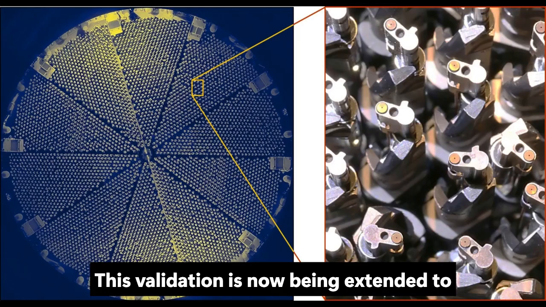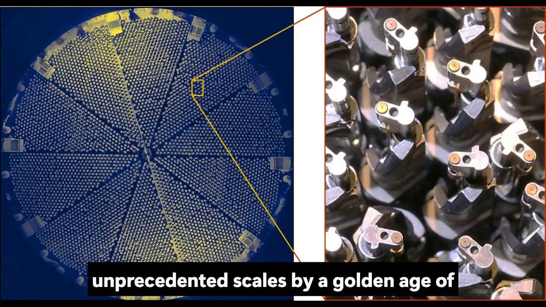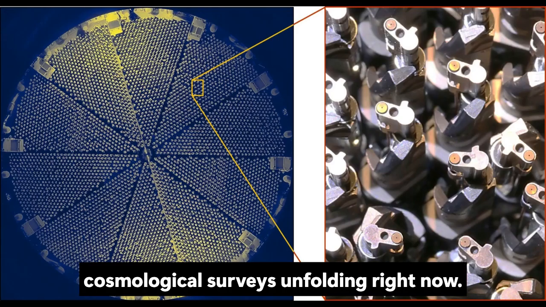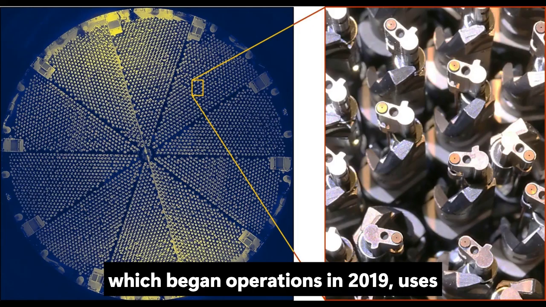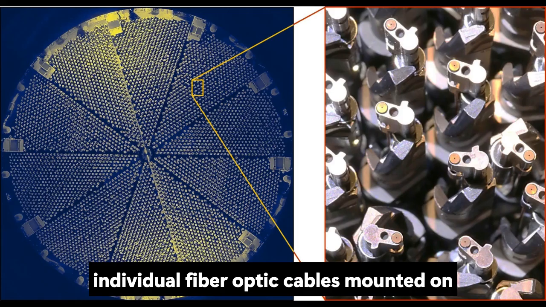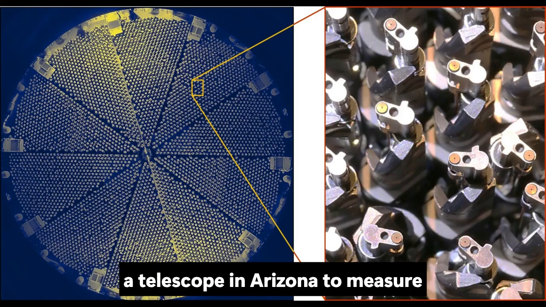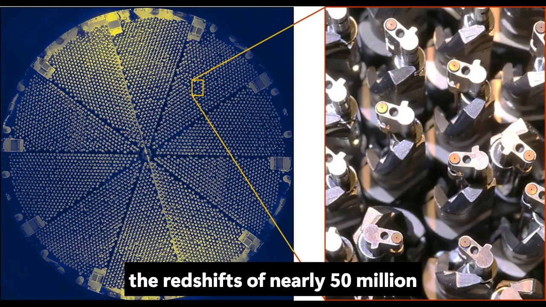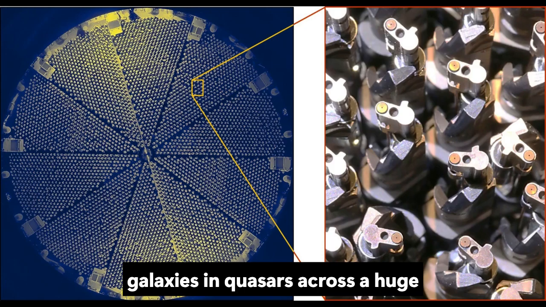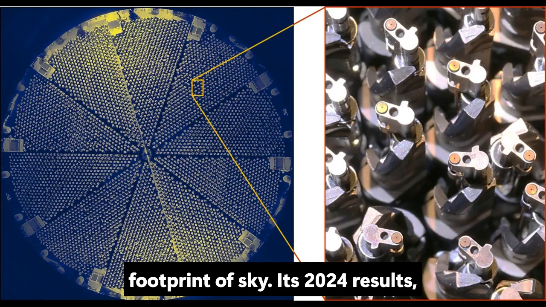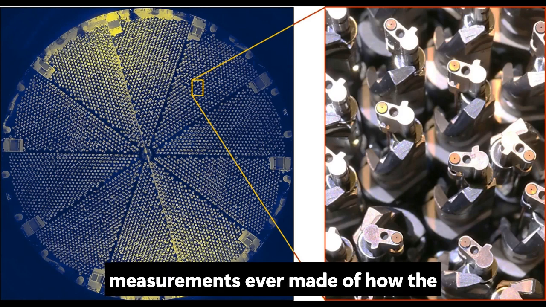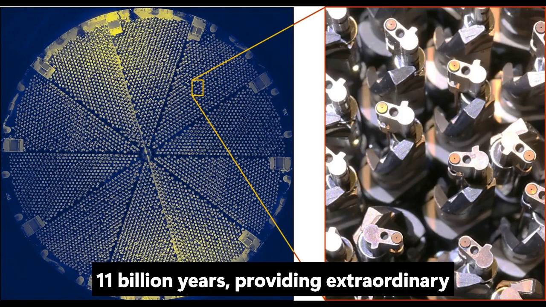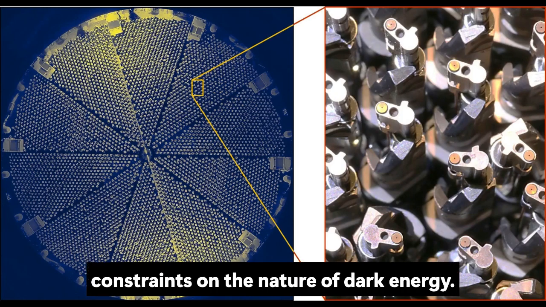This validation is now being extended to unprecedented scales by a golden age of cosmological surveys unfolding right now. The Dark Energy Spectroscopic Instrument, which began operations in 2019, uses a robotic spectrograph with 5,000 individual fiber optic cables mounted on a telescope in Arizona to measure the redshifts of nearly 50 million galaxies and quasars across a huge footprint of sky. Its 2024 results, drawing on over 5.7 million galaxies, already represent the most precise measurements ever made of how the universe has expanded over the past 11 billion years, providing extraordinary constraints on the nature of dark energy.